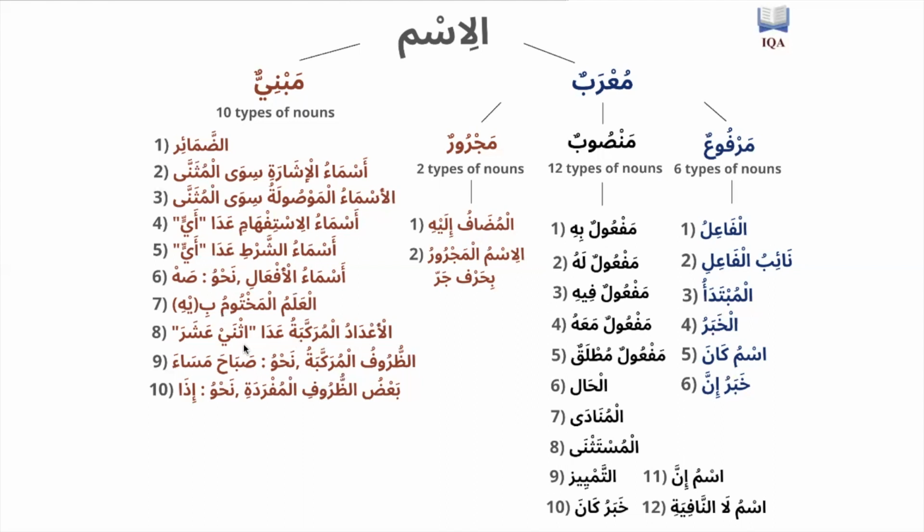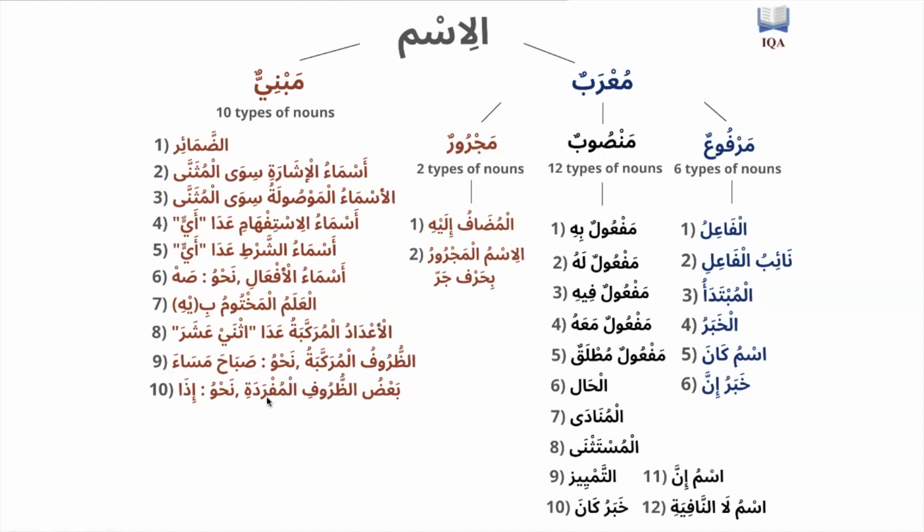Al-a'adad al-murakkaba ada 12, right? The numbers from 11 till 19 are all mabni, except for, according to certain scholars, 12. So you'll say, for example, 15, it's always mabni on fath. الظروف المركبة, ظروف that are يعني a compound, are also mabni, like صباح مساء. يعني you say, for example, أذهب إلى البيت or أذهب إلى المسجد صباح مساء. يعني I go to the masjid morning and evening, right? So صباح مساء is mabni على الفتح.